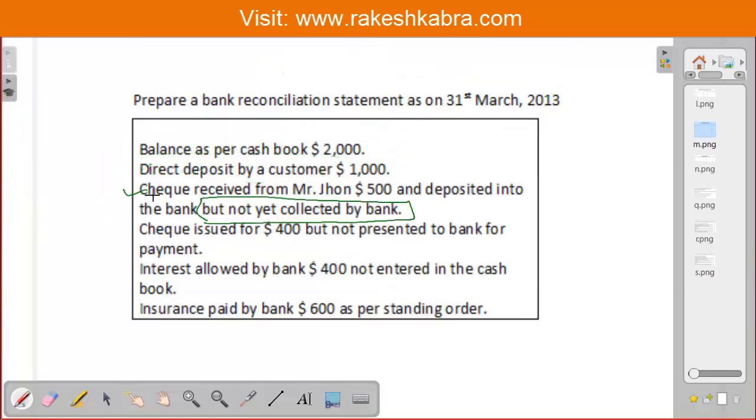Now next transaction: we received a check from John, no doubt, $500, and deposited into the bank. Okay, so when we receive a check from someone and we deposit the check into the bank, then what will we do?